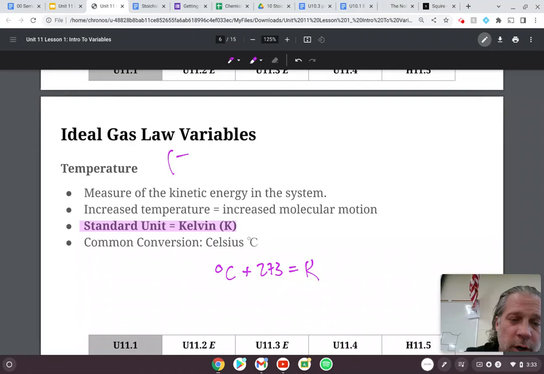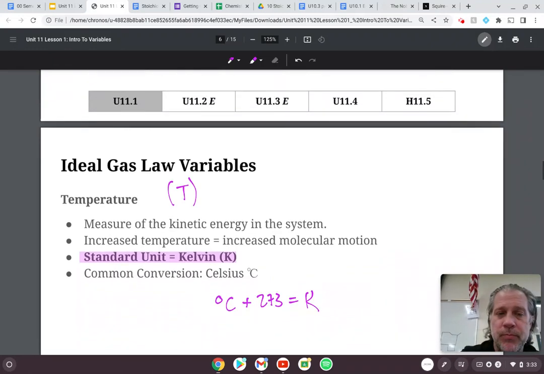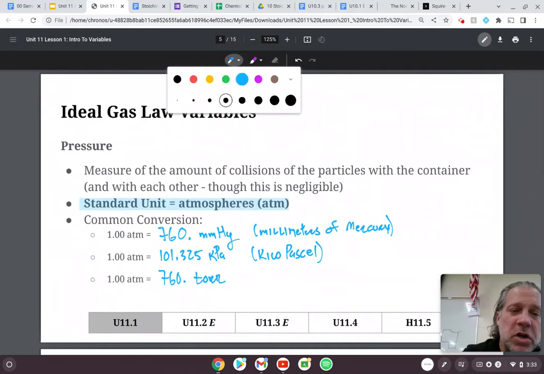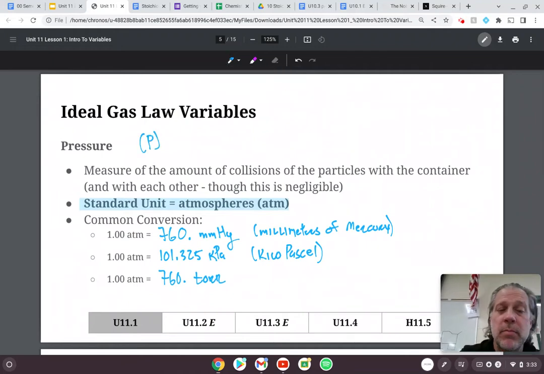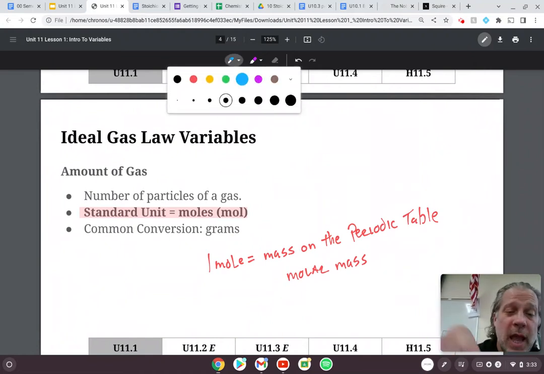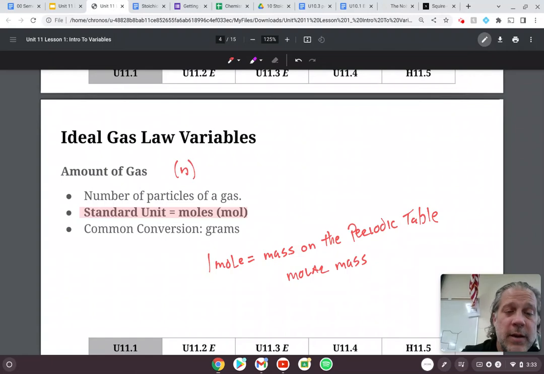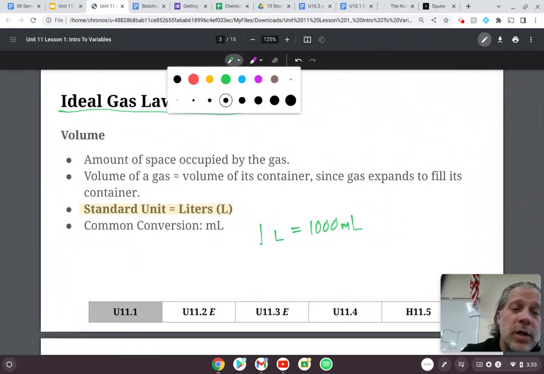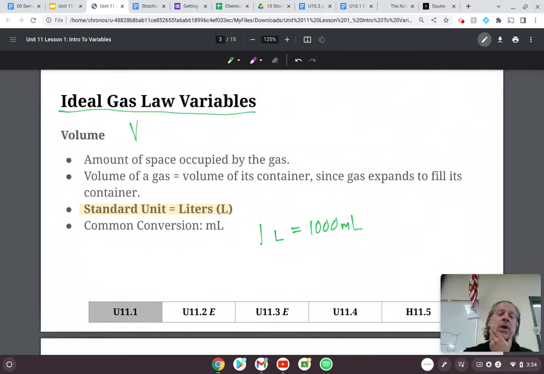For temperature, we're always going to use a capital T. For pressure, we're going to use capital P. For amount of gas, this is going to be kind of the weird one. We are going to use lowercase n. Okay. And then for volume, we're going to use capital V.